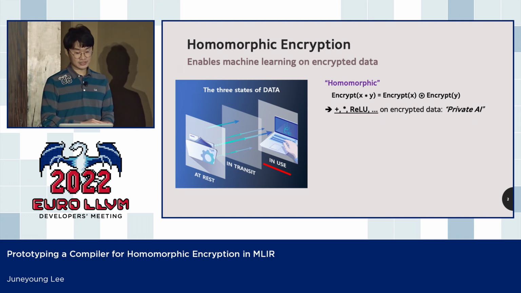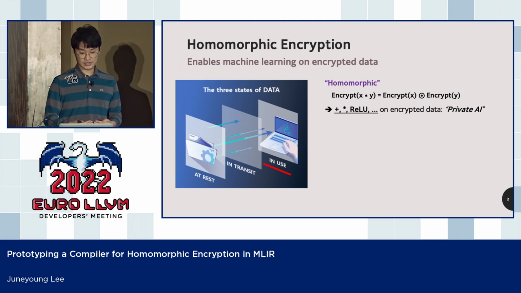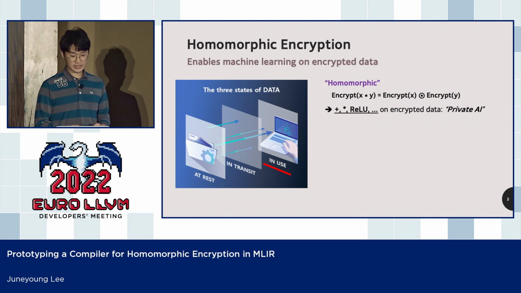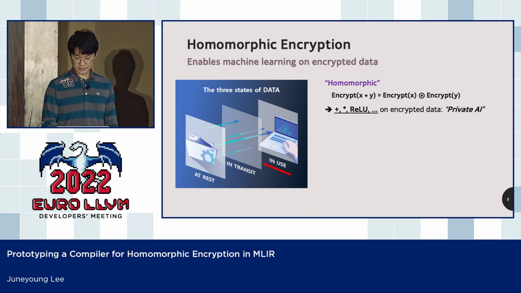In information theory, there are three states of data. The first one is data at rest, the second one is in transit, and the third one is in use. And homomorphic encryption is indeed the security for data in use.